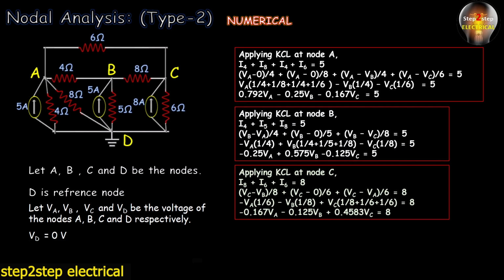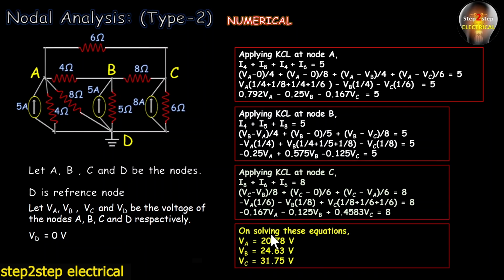So let's solve these equations, and we will get VA equals 20.78 volt, VB equals 24.63 volt, and VC equals 31.75 volt. This is the value of the node voltages VA, VB, and VC. Now it's time to check this value. Is this value correct or not?